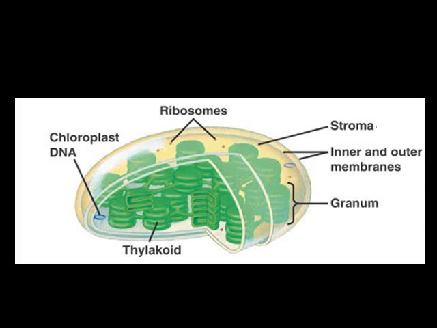In the chloroplast are flattened bags of membrane called the thylakoids. They're often stacked together to form a granum. These thylakoids contain the photosynthetic pigment chlorophyll and are responsible for converting light energy to chemical energy, which is the first step of photosynthesis. The rest of the reactions involved in photosynthesis occur in the stroma, which is a fluid found in the chloroplast.